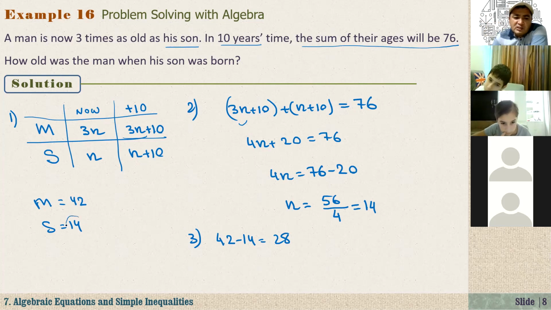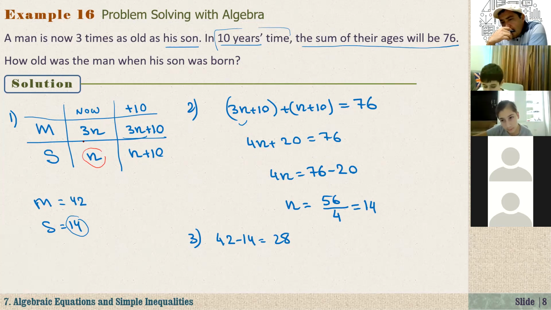If his son is 14 years old, when was his son born? 14 years ago, right? But we found that his son is 14 in 10 years. But here we are just in the condition saying that in 10 years' time, after 10 years, the sum of the ages. But right now, how old is his son? Right now his son is n years old. You know why I'm saying? Because we calculated in 10 years.